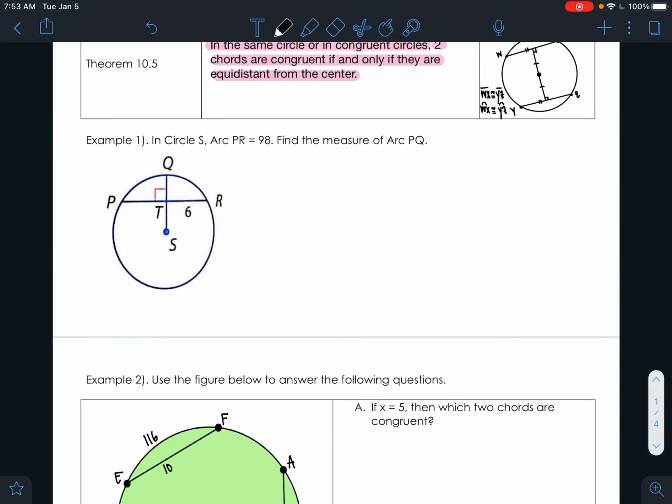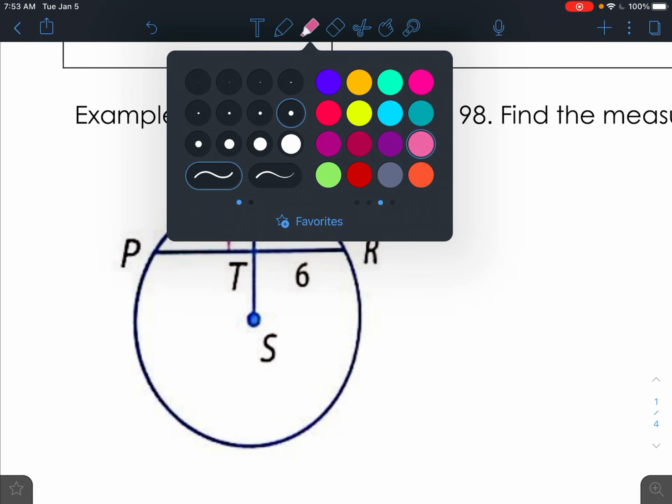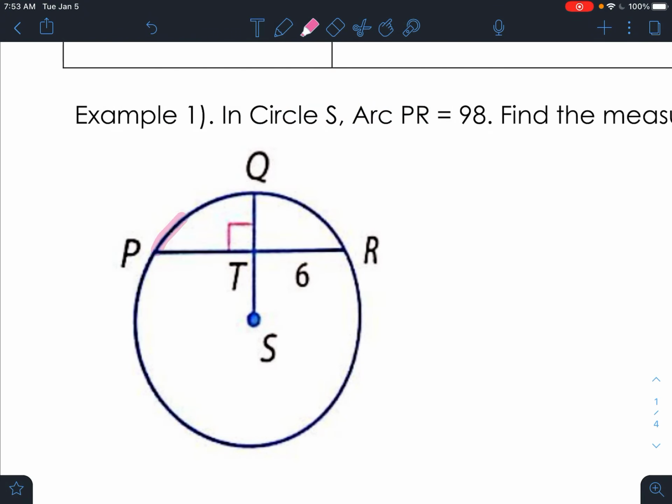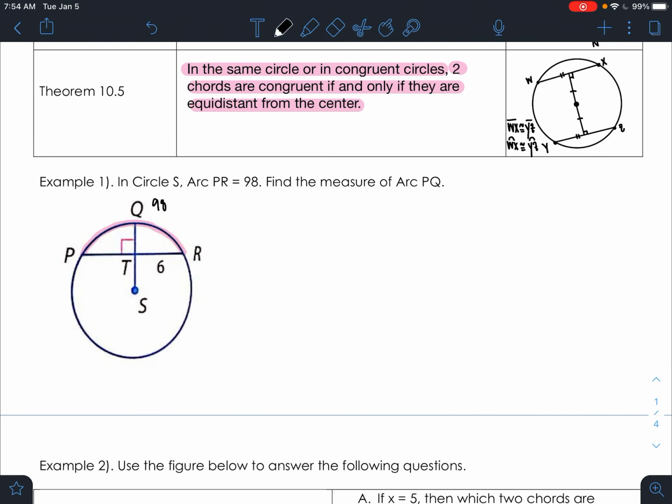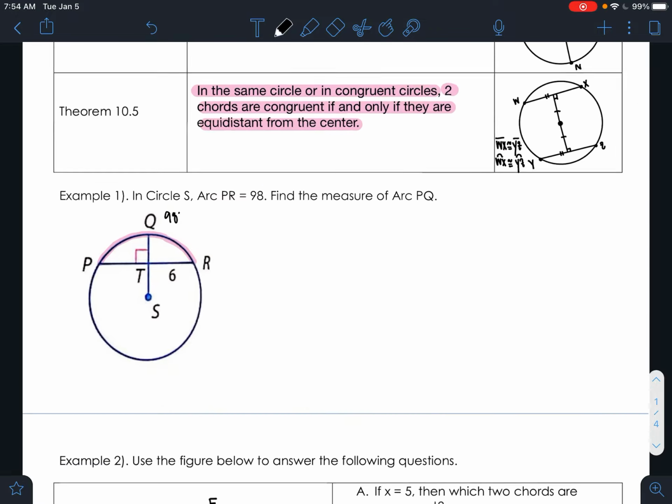Okay, so let's try example 1 now. Example 1 says in circle S, arc PR, so this entire arc, is 98. So that entire arc is 98. Find the measure of arc PQ. All right, so this is 98 degrees, and we need to find the measure of arc PQ.